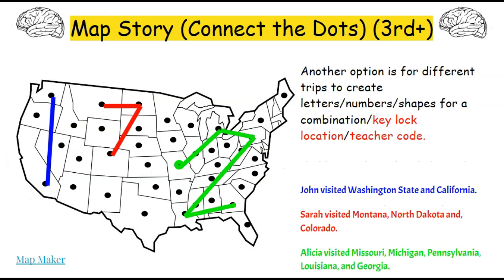Map Story Connect the Dots is a third grade and up type puzzle. It is a mental puzzle, so it will work for digital and physical breakouts. Another option is for different trips to create letters, numbers, shapes for a combination/key location/teacher code. So here in our sample, we have John visited Washington State and California. So if you connect those two dots, it's going to give you the number 1. Sarah visited Montana, North Dakota, and Colorado, which together will make a 7. Alicia visited Missouri, Michigan, Pennsylvania, Louisiana, and Georgia, which taken all together will give you a 2.